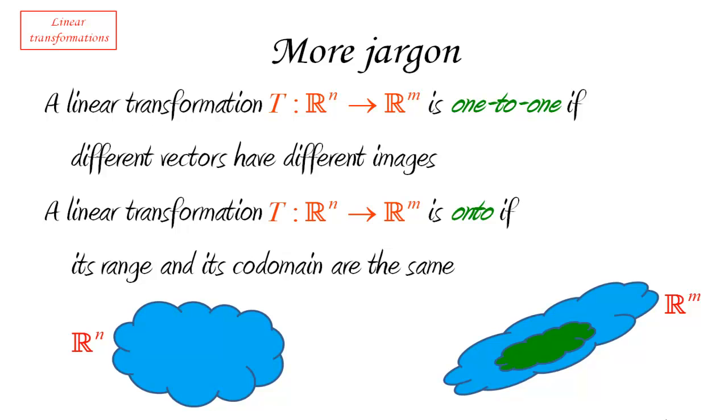Another piece of jargon is that a linear transformation is said to be onto if its range and its codomain are the same. In other words, if I pick all possible vectors of Rn, which I can always do, and I look at all their images, I'm not covering just a portion of Rm, but the whole of Rm. So one-to-one means one vector on one side, another vector on the other side, everything is different. Onto means I should be able to pick up everything in the codomain, so the range and the codomain are going to be the same.